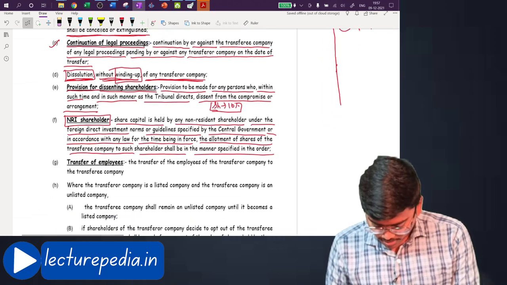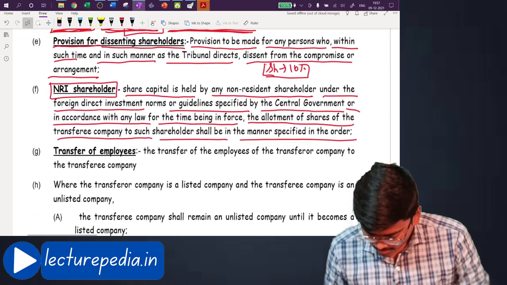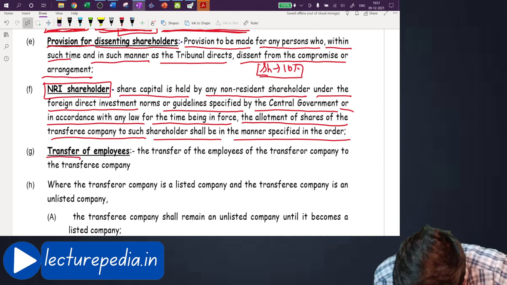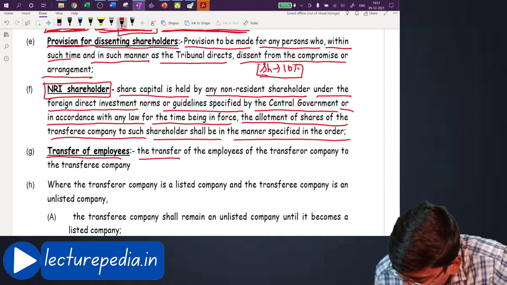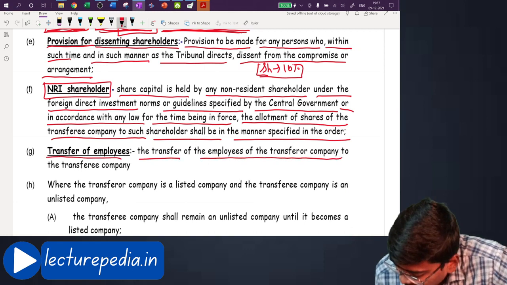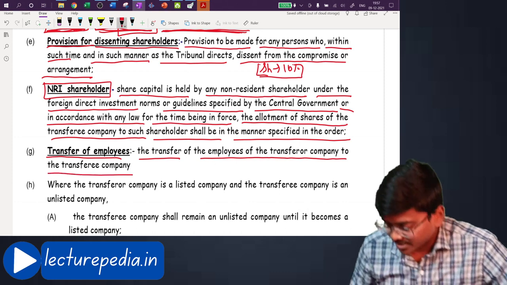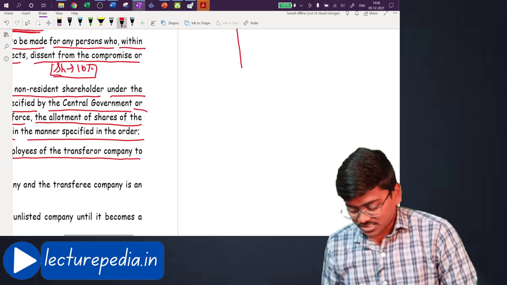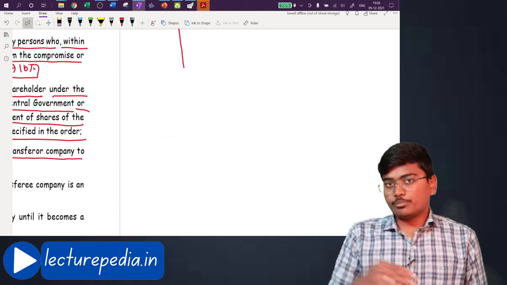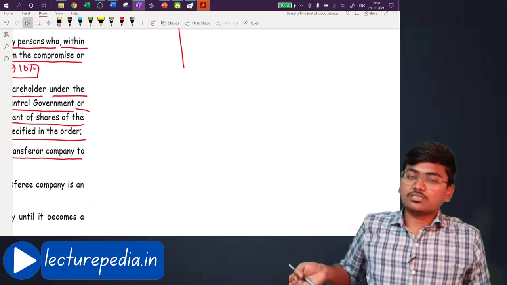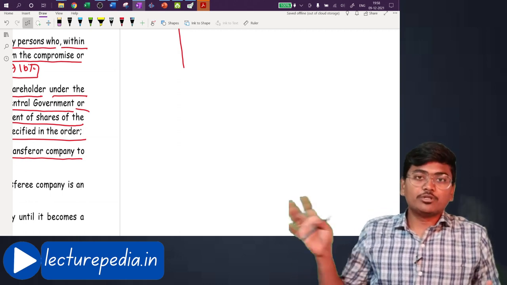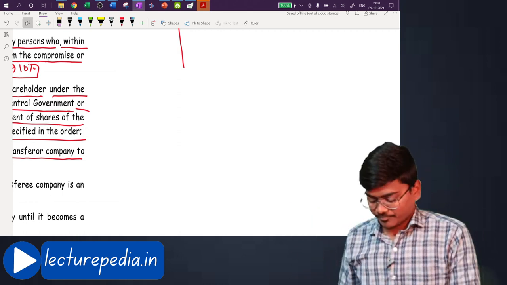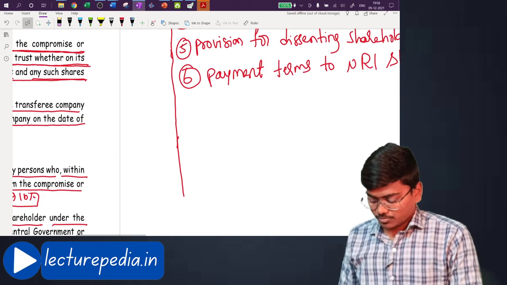Coming to next point, transfer of employees. The transfer of employees of transferor company to transferee company. See, it's obvious that if A Limited is taking over B Limited, even the employees who are working in B Limited will become employees of A Limited. This has to be provided in the order.